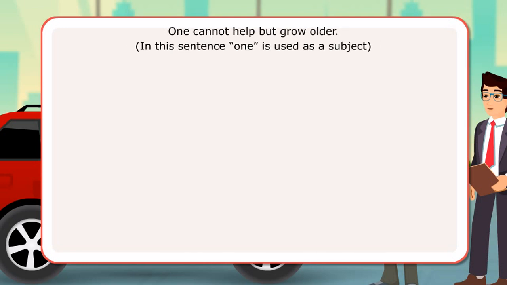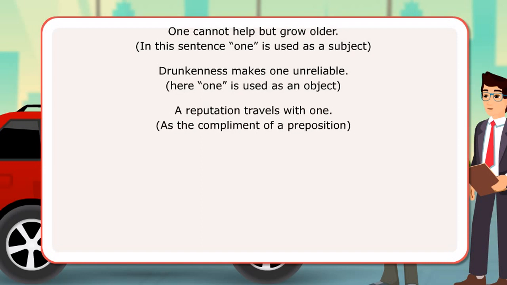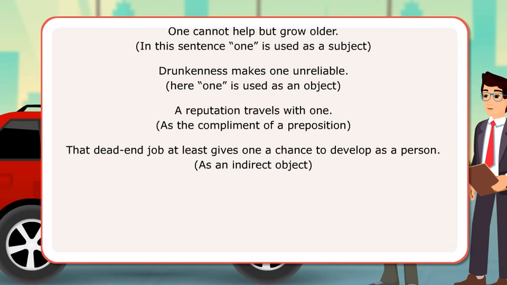One cannot help but grow older. In this sentence, one is used as a subject. Drunkenness makes one unreliable. Here, one is used as an object. A reputation travels with one, as the complement of a preposition. That dead-end job at least gives one a chance to develop as a person.